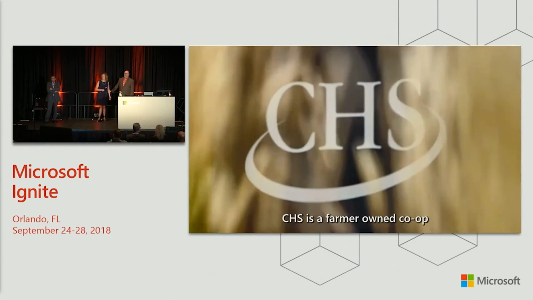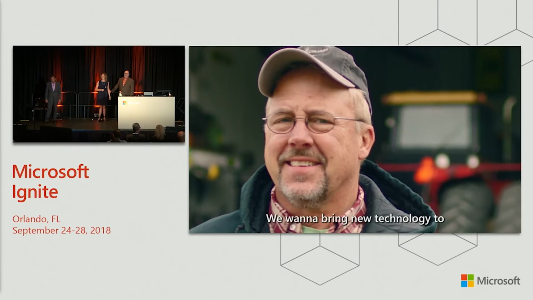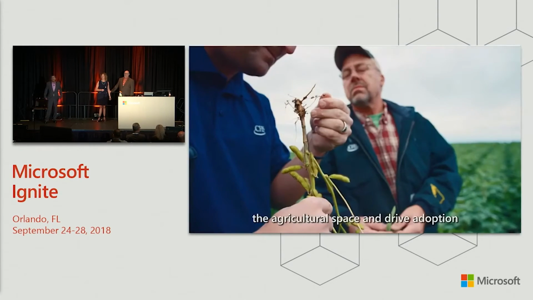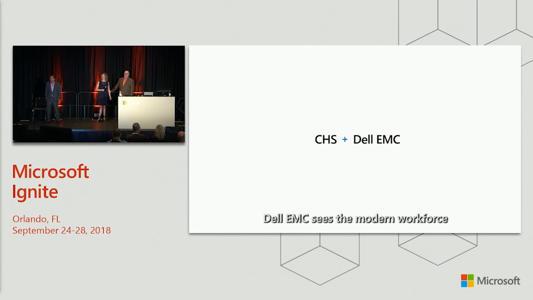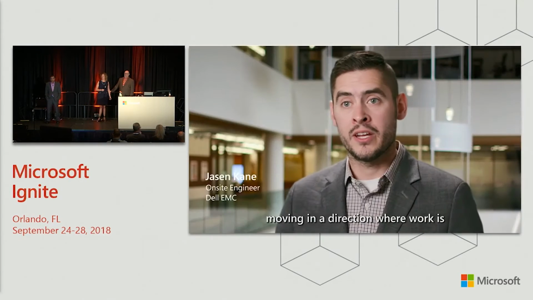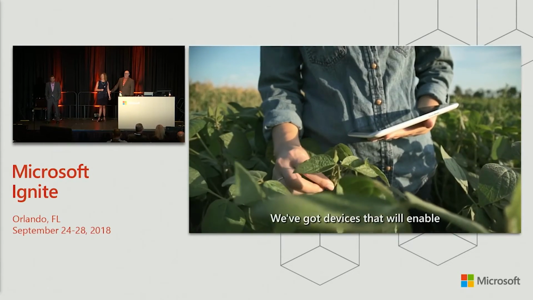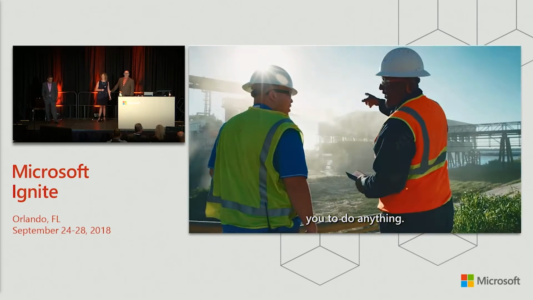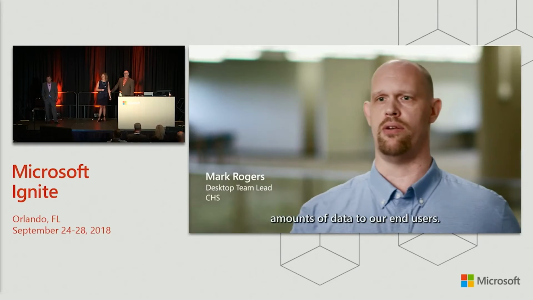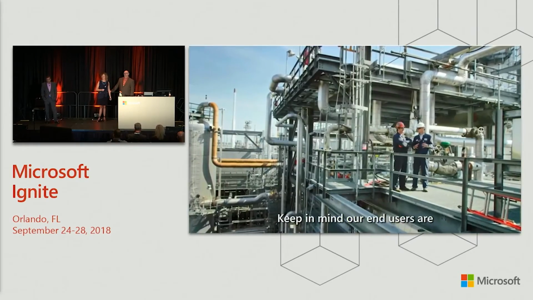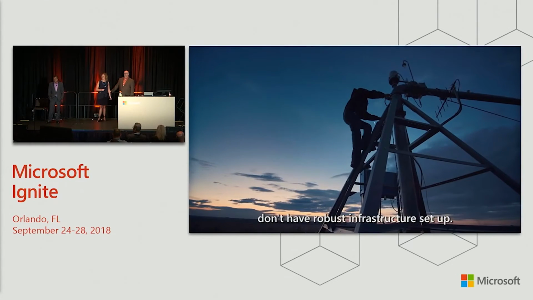CHS is a farmer-owned co-op that's been around since 1929. We want to bring new technology to the agricultural space and drive adoption of that technology across the globe. Dell EMC sees the modern workforce moving in a direction where work is no longer a place, it's an activity. We've got devices that will enable you to do anything. The largest challenge is getting the large amounts of data to our end users. Keep in mind, our end users are in farm fields and places that don't have robust infrastructure set up.